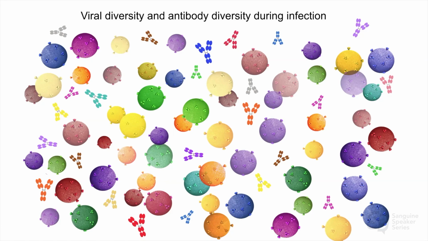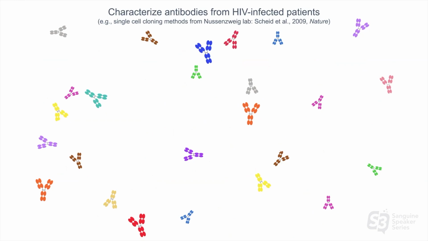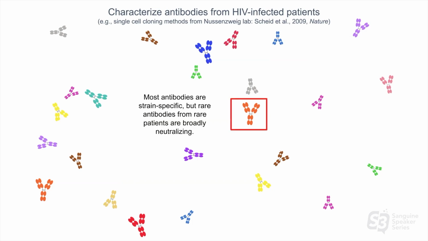Now, what's been done over the past 10 or more years by a number of different laboratories is to characterize the antibodies from HIV-infected patients. And this was developed originally in Michel Nussenzweig's lab, our collaborator at Rockefeller University. So they did single B-cell cloning methods that are described in this reference right here. What they were able to do is get heavy and light chain genes for individual antibodies and then produce those antibodies. And you could express them recombinantly and look at their properties in vitro.